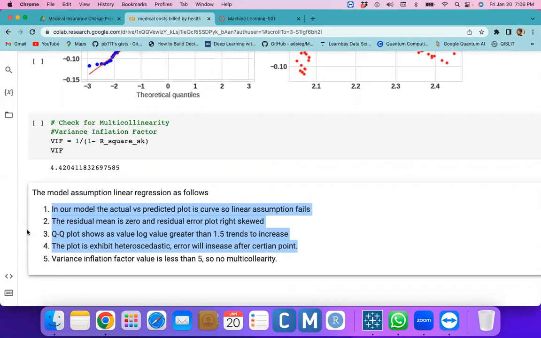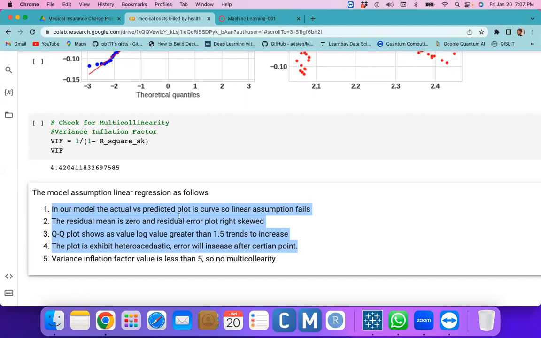Clear? Most of the time in interviews, this is the question we get: how would you finalize your model? Most people say, I checked the mean square error and the r square value, my mean square error is very very low and my r square value is very high, so I'm going to finalize the model. If you give that kind of answer, they won't hire you actually. So we have to validate your model with the help of assumptions.